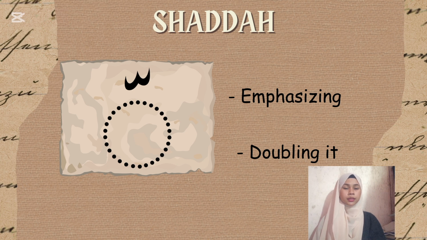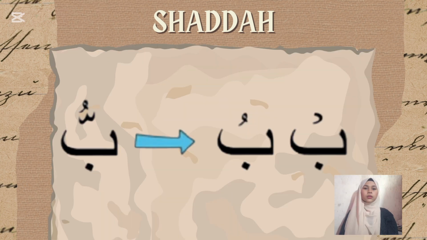Shadda is to stress the letter sound, emphasizing it. Shadda is also doubling the letter, and it looks like a curved W. So here are some examples of the shadda. Here we can see there are three bas, where on the right side the ba has a shadda on it. And the other side means it has two ba, which you can see on the left side, where the first ba has a sukun on it, and the second ba has a vowel. In this case, it has a dhamma.